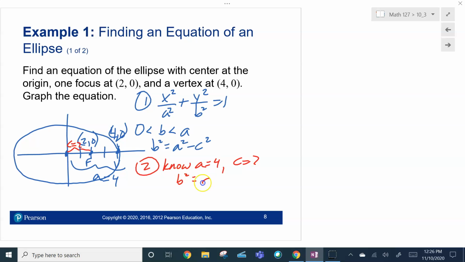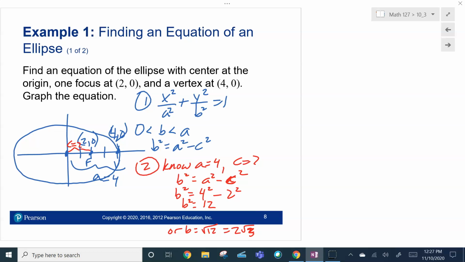Here's the relationship for an ellipse: b squared equals a squared minus c squared. So b squared equals 4 squared minus 2 squared, so b squared equals 12, or b equals the square root of 12, which really is 2 root 3. So that tells me my b. This is 2 root 3.